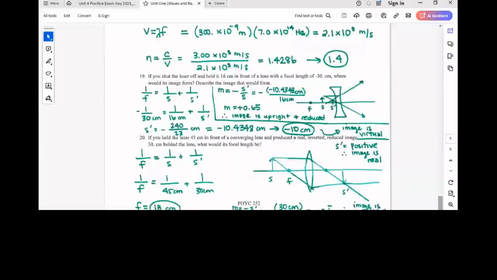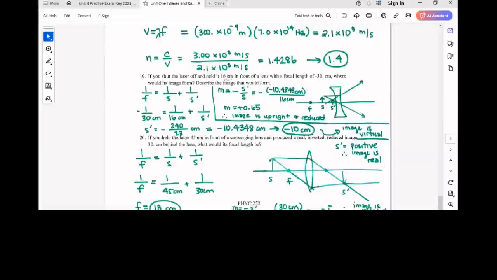19. If you shut the laser off and held it 16 centimeters in front of a lens with a focal length of negative 30 centimeters, where would its image form? Describe the image that would form. So the focal length of this lens is a negative. That's the immediate tell that you're dealing with a diverging lens and not a converging lens.